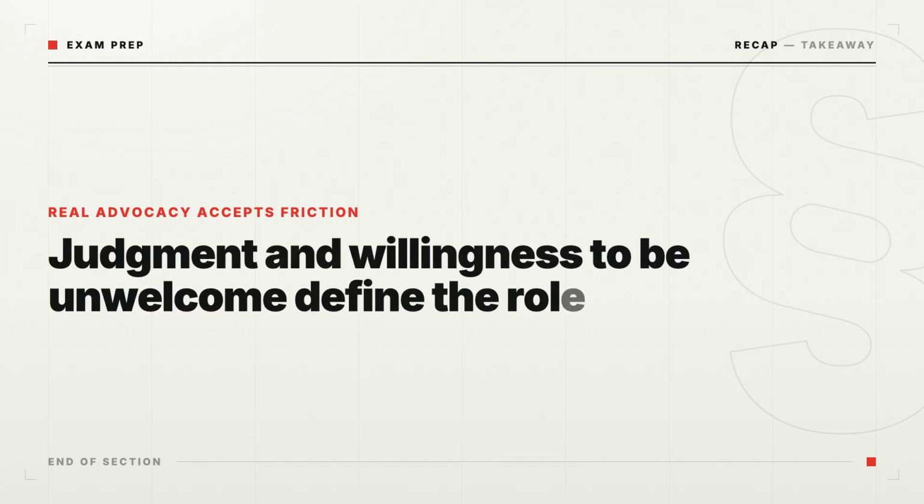The standard framing treats advocacy as a communication skill, but the real distinguishing features are judgment and willingness to accept friction: choosing which fight to pick, accepting a partial win, and being willing to be unwelcome in a room. A nurse who only advocates when comfortable will only advocate for populations that already have friends.